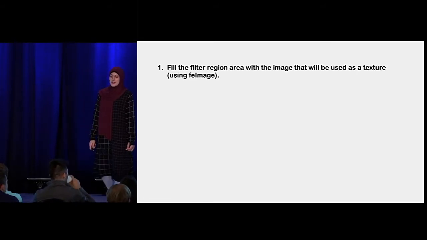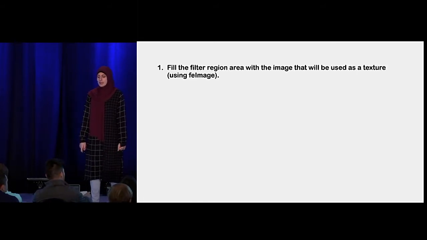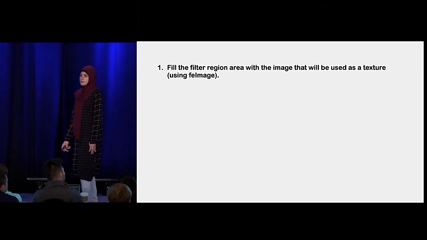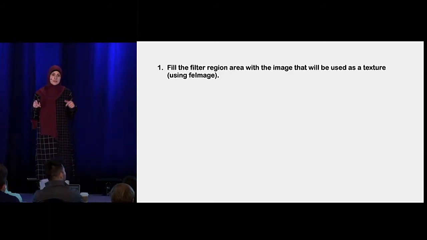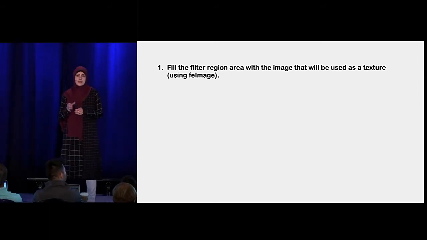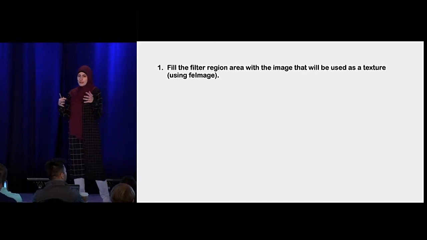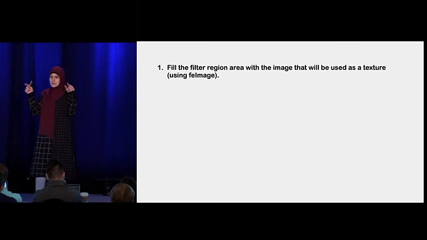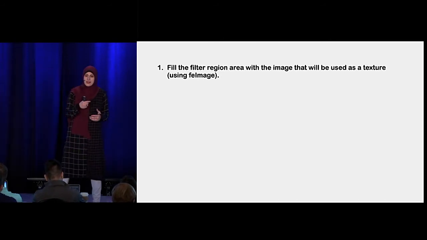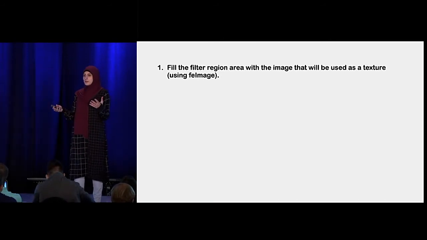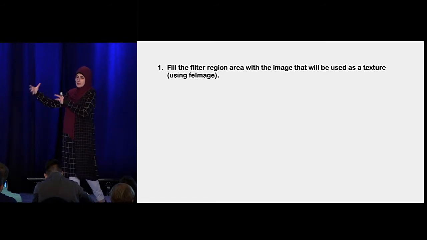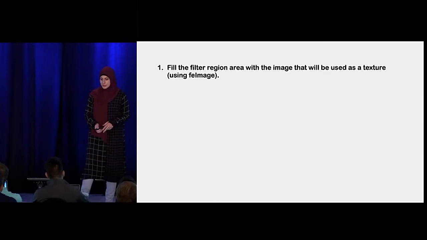We start by filling the filter region area with the image that will be used as a texture. In SVG, we have an image element, and using that image element, you can put an image inside of your SVG. But since we're dealing with an SVG filter, inside of an SVG filter we can't use image, so we have an equivalent, which is feImage. When you use feImage, you are literally getting an image and then putting it inside of that filter area.